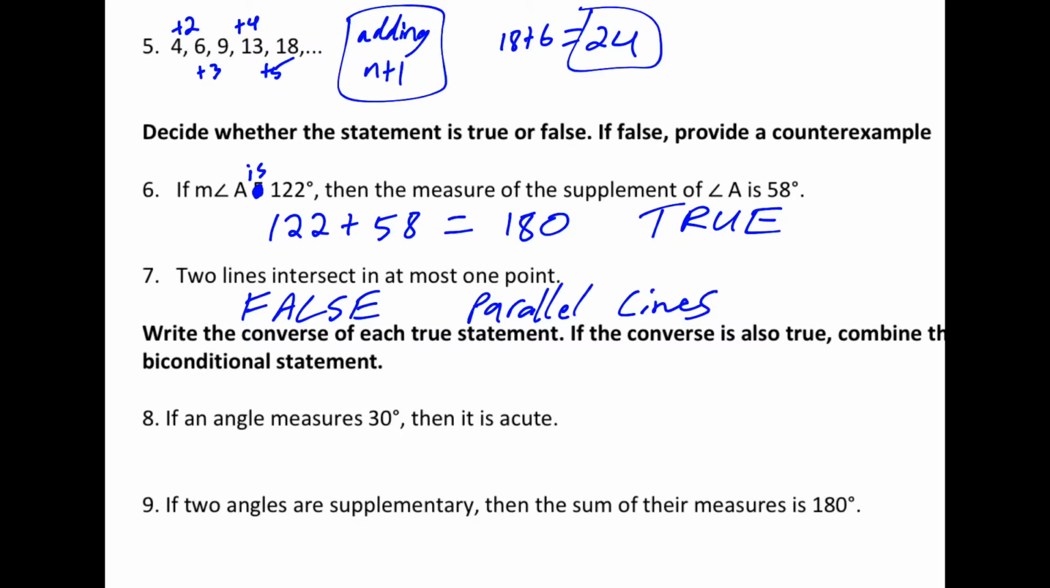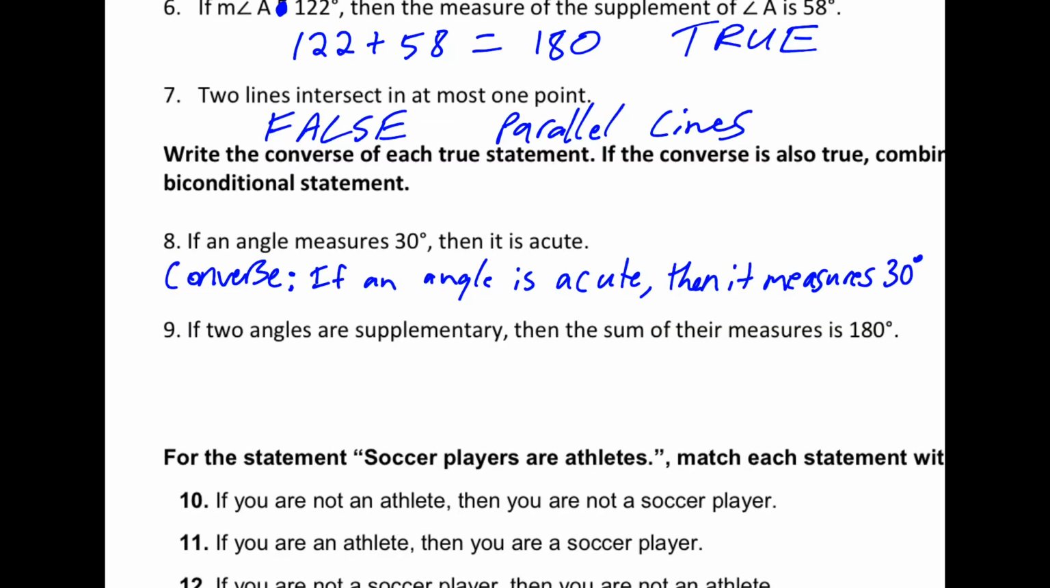For 6 and 7, number 6 is true. If we added these two measures together, we would get 180, and that's the definition of supplementary angles. And number 7 is false. While most two lines intersect at most one point, if we had parallel lines, they're intersecting at every single point along the line.